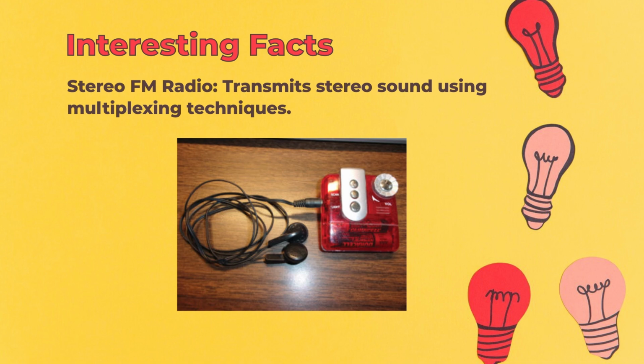L plus R, is transmitted as usual, while the difference signal, abbreviated as L minus R, is transmitted on a subcarrier frequency. At the receiver, these signals are decoded and combined to produce the stereo effect, allowing listeners to enjoy high quality spatial audio.